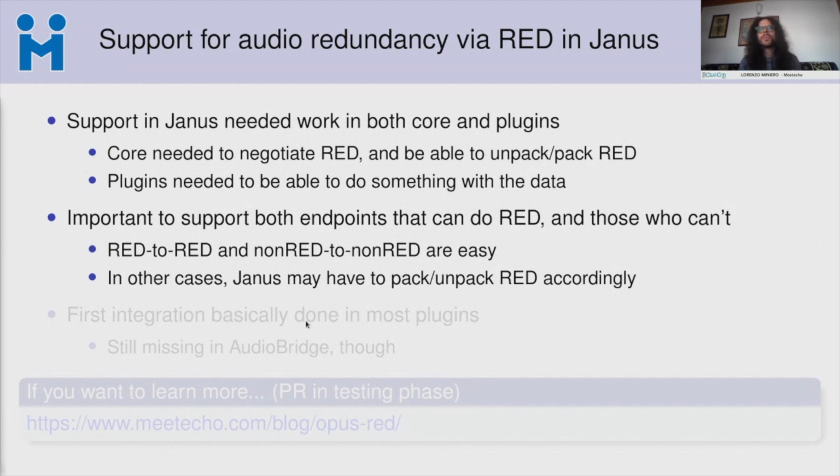And it was important, in my opinion, to support both endpoints that can do RED and those that can't. Especially in a scenario where we have a media server sitting in the middle, gatewaying the media between two different endpoints, you may end up in a situation where you have one endpoint that uses RED for its media and another endpoint that doesn't, which means that you need to be prepared for translating one to the other, unpacking RED and sending non-RED on the other end, and vice versa, which is why I started writing those utilities in the first place.